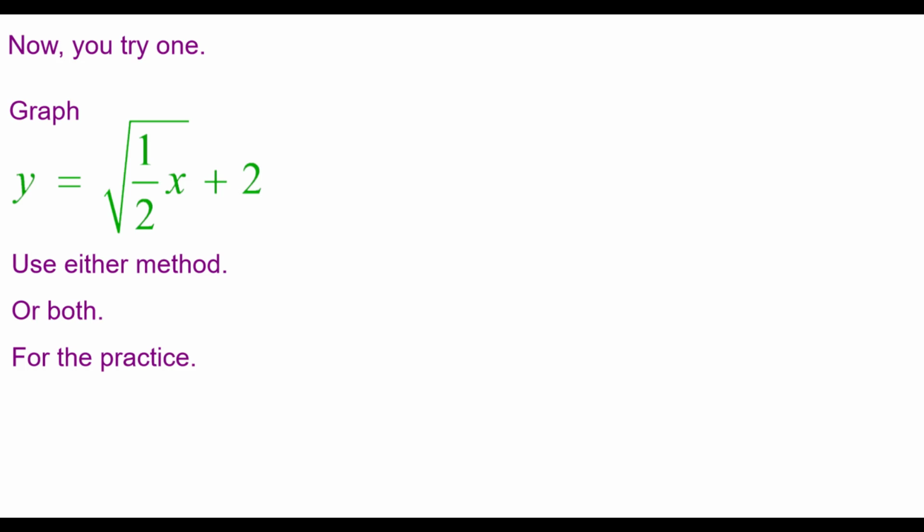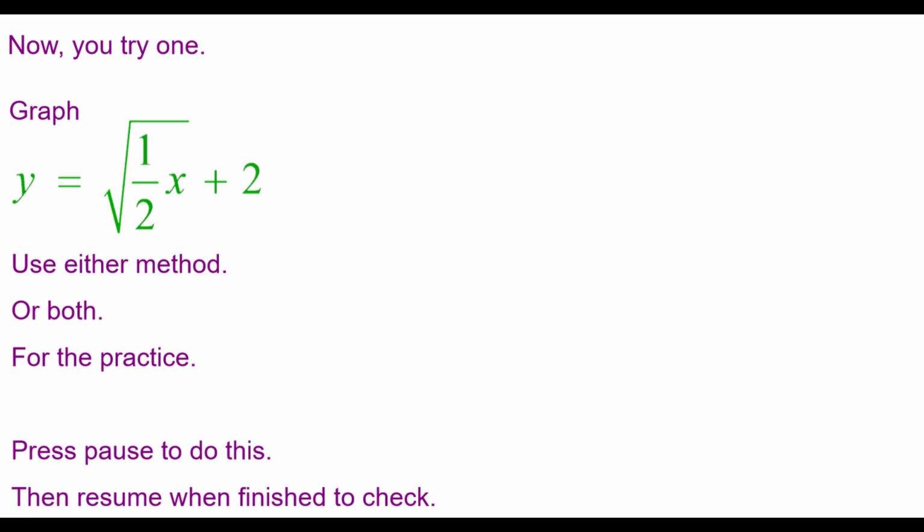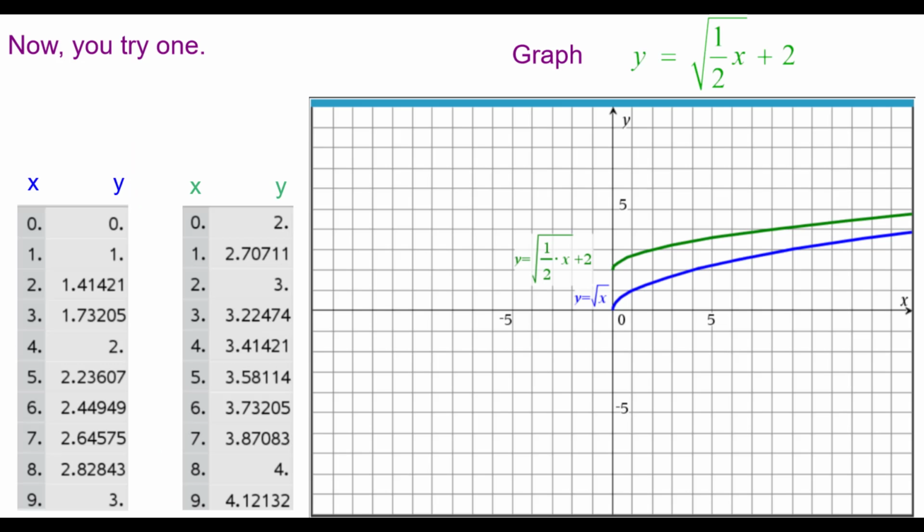Now you try one. Graph y equals the square root of the quantity 1/2 x plus 2. Use either method or both for the practice. Press pause to do this and resume when you're finished to check your answer. And here's your answer in green along with the table.